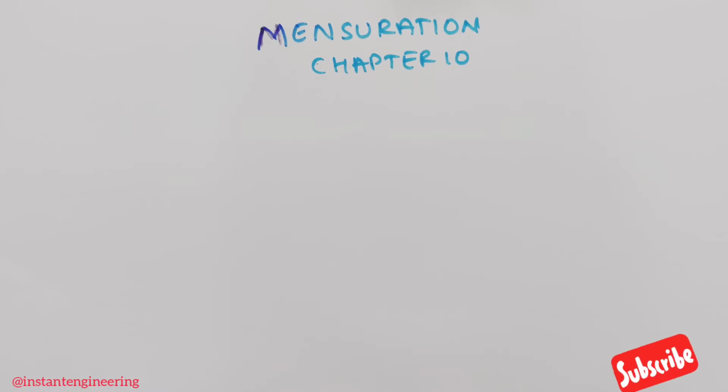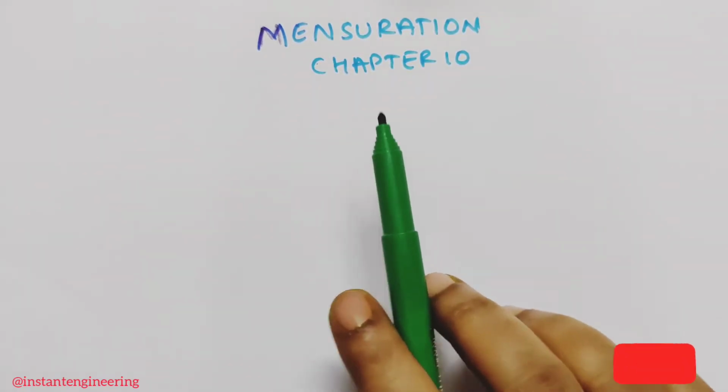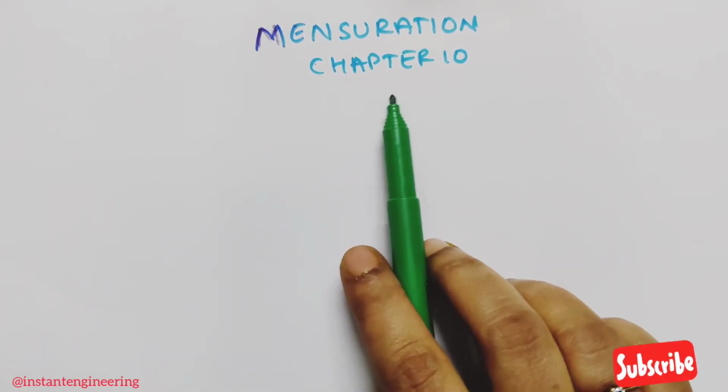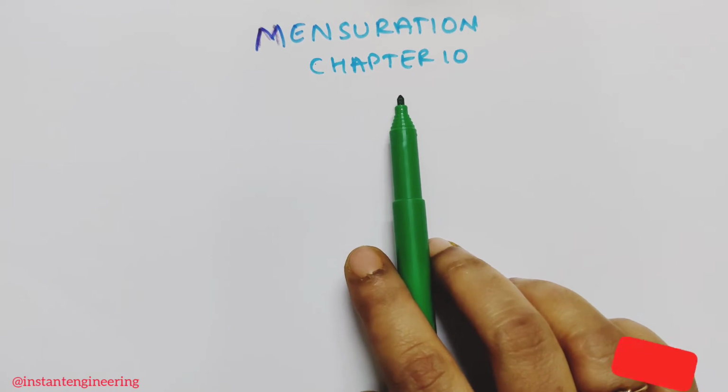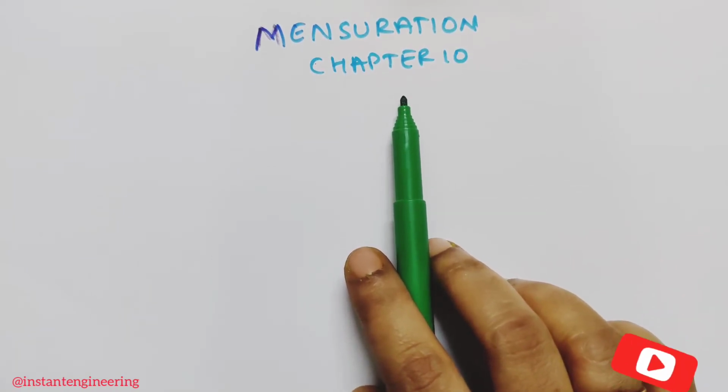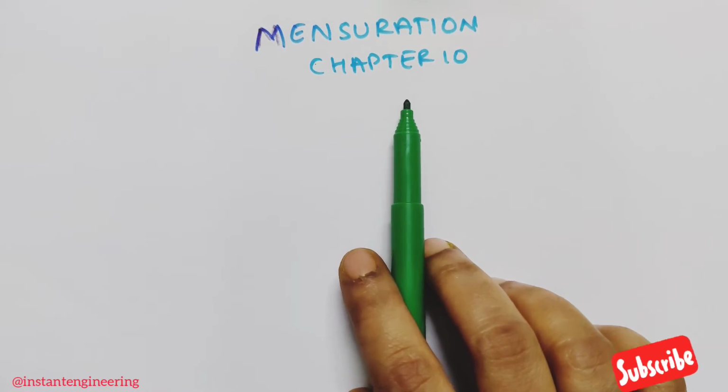So this is a new chapter, mensuration, chapter 10 for grade 10 students. Mensuration is one of the important chapters for gaining marks in your math paper. In this you'll have a lot of formulas. You just need to know when to apply which formula. I'll explain what mensuration is.